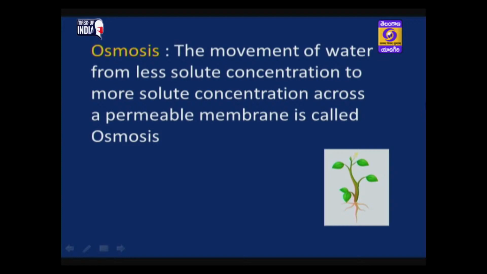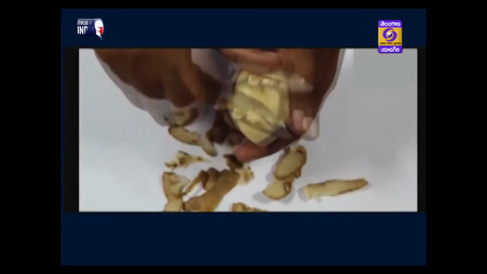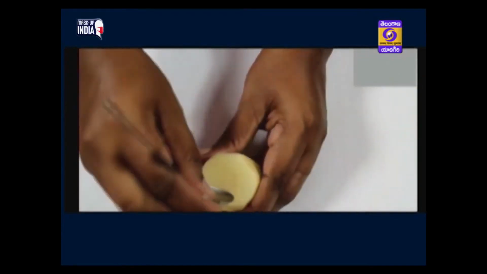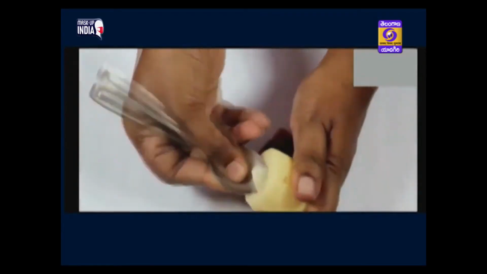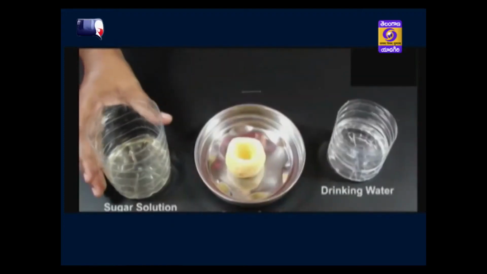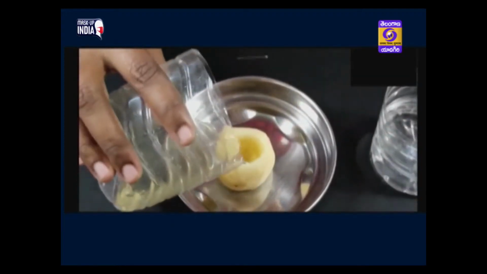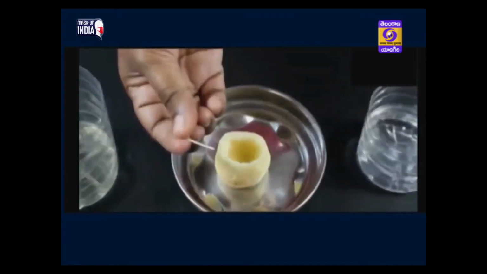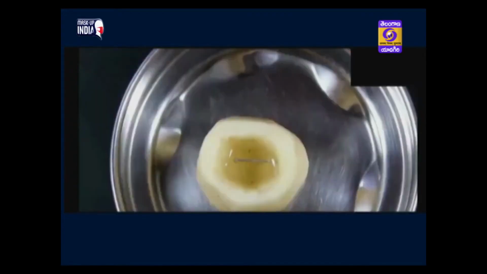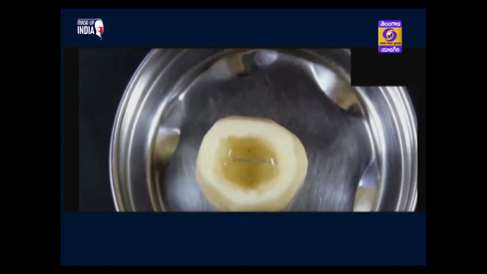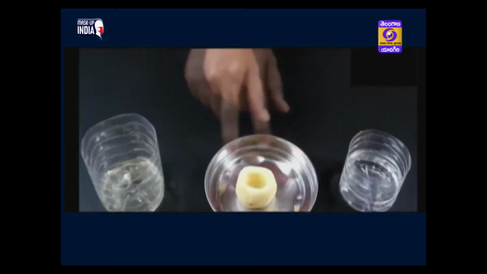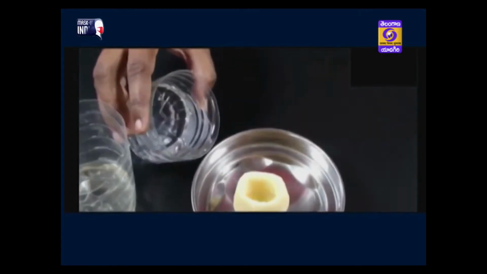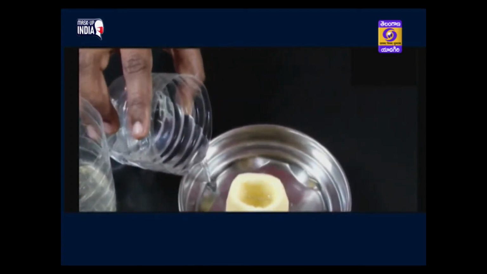Let us do a simple activity to know about osmosis. Take one raw potato, peel the outer layer and make a cup shape like this by removing the pulp. Prepare a sugar solution by dissolving sugar in some water and pour the sugar solution into the potato cup. To know the level, insert a needle, and into the plate pour some plain water.